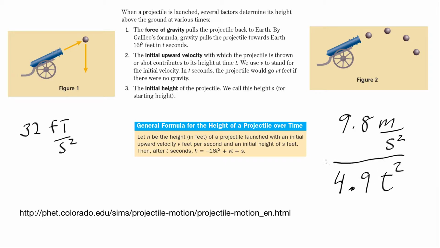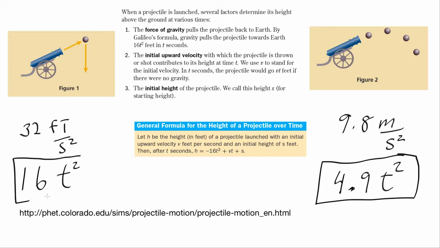So if you see 4.9 or a 16t squared, that gives you an indication of what kind of units you're dealing with. 16 is customary, feet is the unit of length. 4.9 is metric, meters are the unit of length.